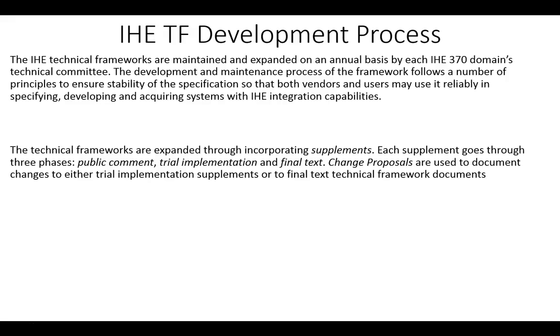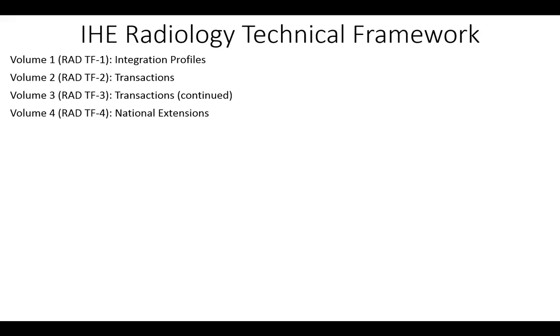Now let's talk about the Radiology Technical Framework. The current technical framework is revision 14.0. It has 4 volumes. TF1 is the integration profiles. TF2 is transactions RAD 1 through RAD 29. TF3 is transactions RAD 30 through RAD 75. TF4 is the national extensions. National extensions extend the IHE framework to other nations. So far, it extends to France, Germany, Italy, United Kingdom, Canada, and Spain.